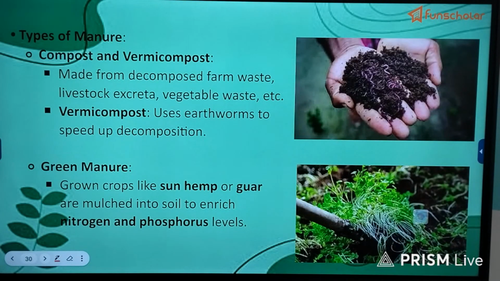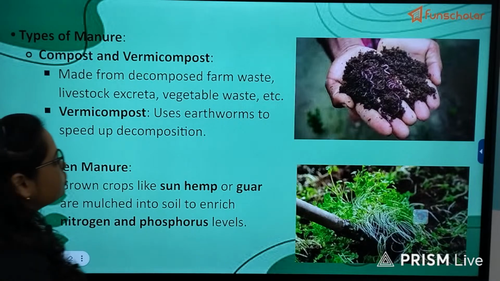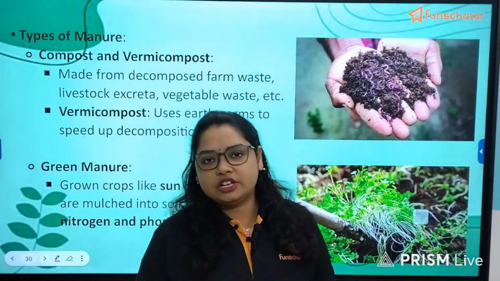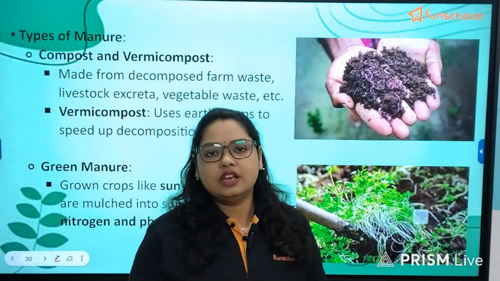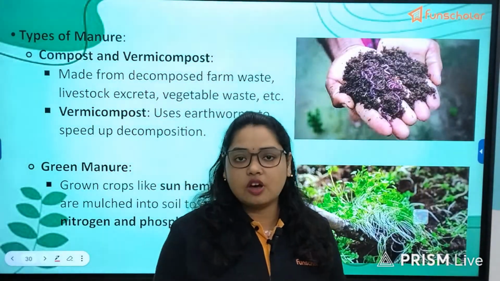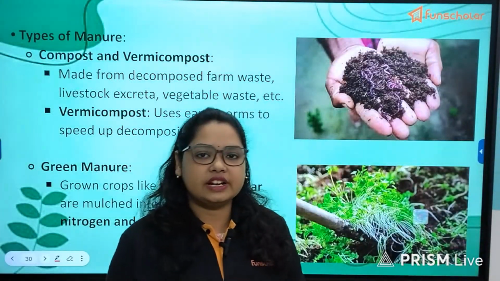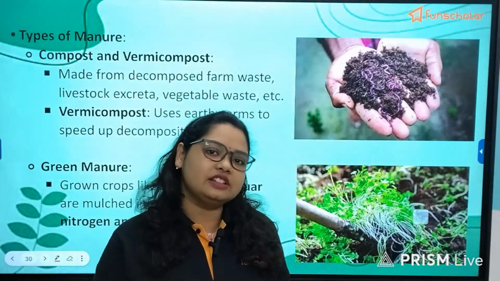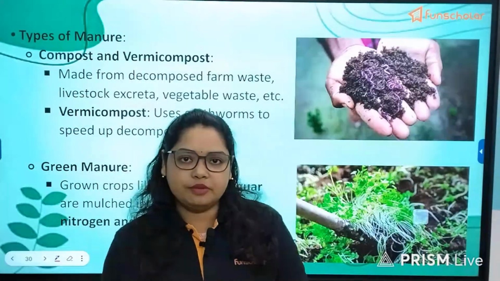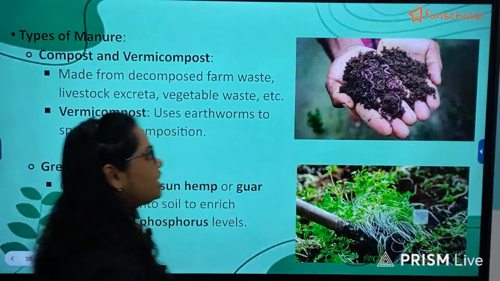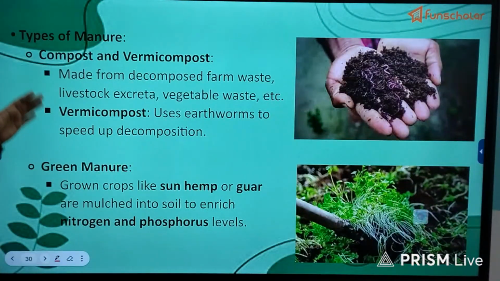Now in manure we have two categories. First of all, compost and vermicompost. Compost is made from decomposed farm waste, livestock excreta, vegetable waste. So all the organic matter, particularly which we throw away as wet waste. We know nowadays municipalities supply two dustbins, and we need to segregate the waste. One is the dry waste, another is the wet waste, or the biodegradable. So all the biodegradable wet waste can come under this category, from which compost can be made.